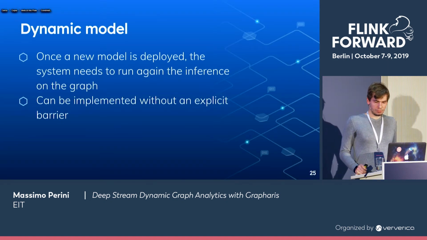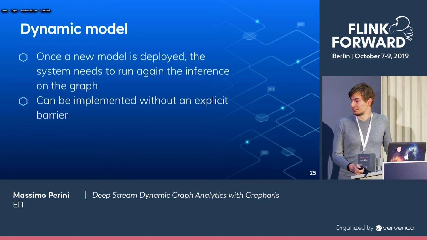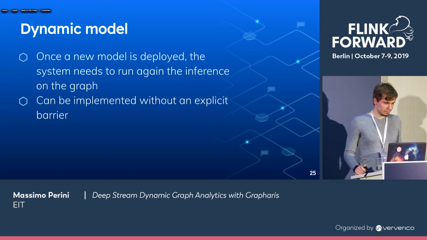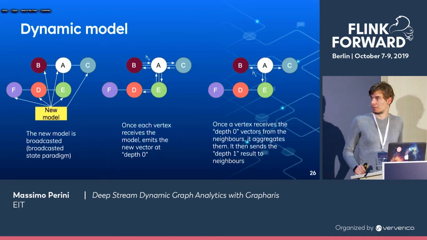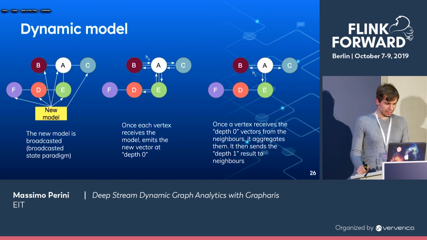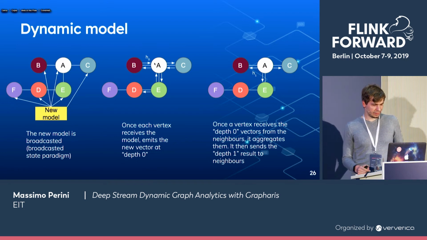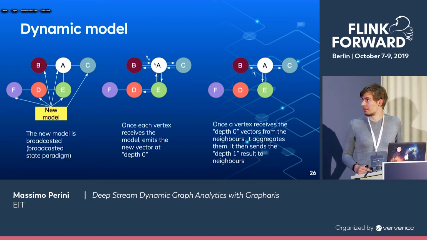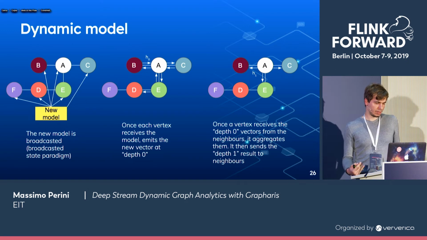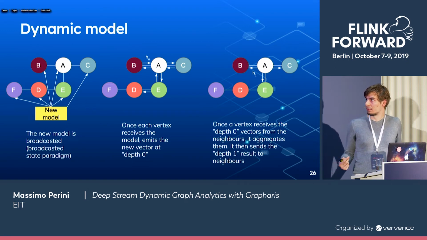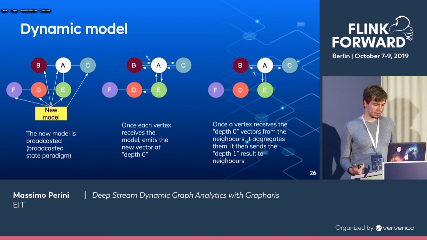Okay, this works if our model is static. What if we also want to deploy new models while the system is running? We can simply, in this case, broadcast the new model to every single vertex. Then a vertex that receives the new model generates the new vector and sends the vector to the neighbors. Neighbors then, once they receive a vector from every single vertex, aggregate them, and then resend to the neighbors the new aggregated vector.